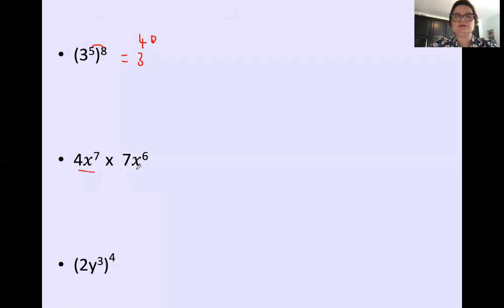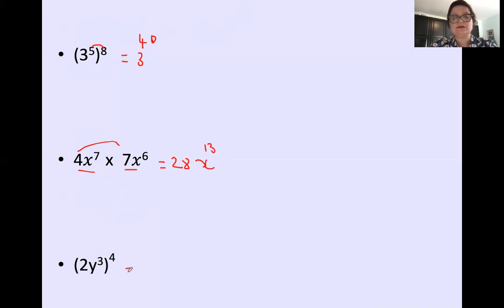Here, again, we have terms that include numbers and letters, same letters but different numbers. So 4 times 7, it is going to be 28. X to the power of 7 times x to the power of 6. You must add the powers, so it becomes 28 x to the power of 13.